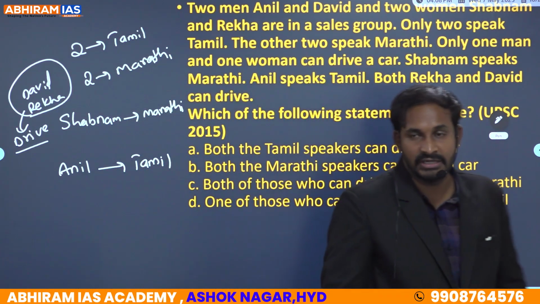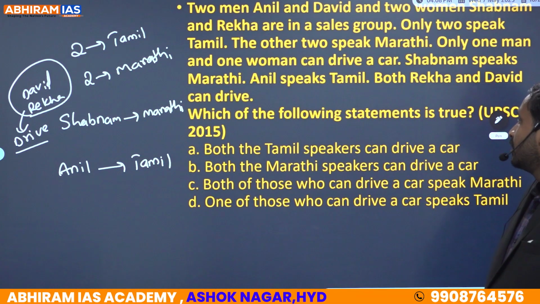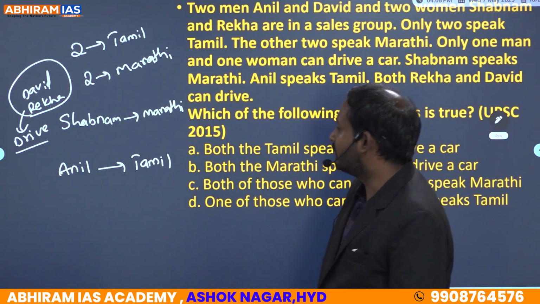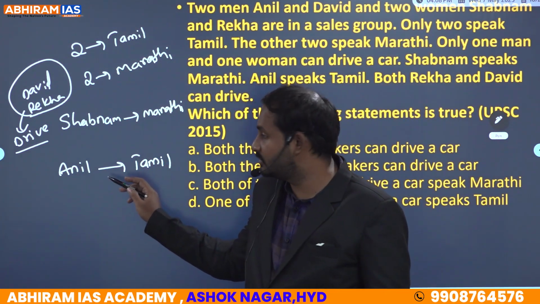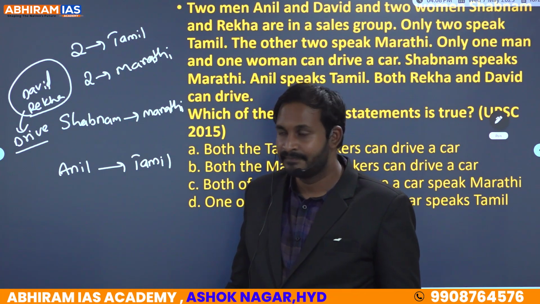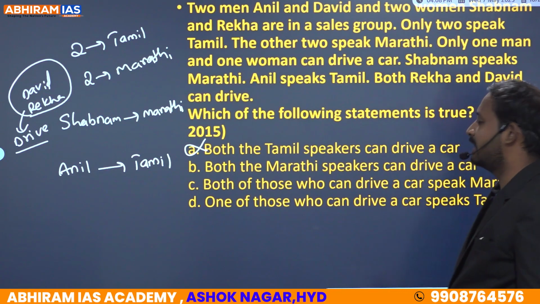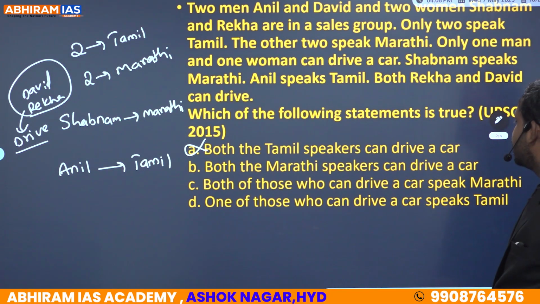Two of them speak Tamil and two speak Marathi here. Both the Tamil speakers can drive a car. Is it correct? No. Why? Because already one person, Anil, is speaking Tamil. Can Anil drive a car? No. So that means "both the Tamil speakers can drive a car" is wrong.